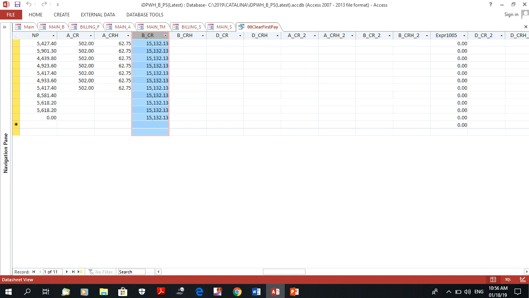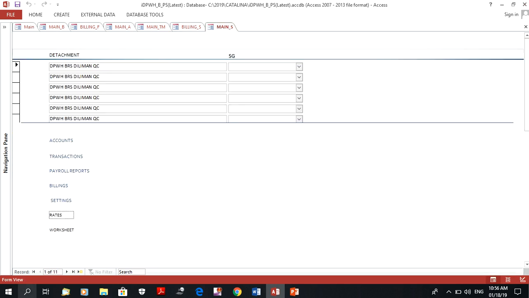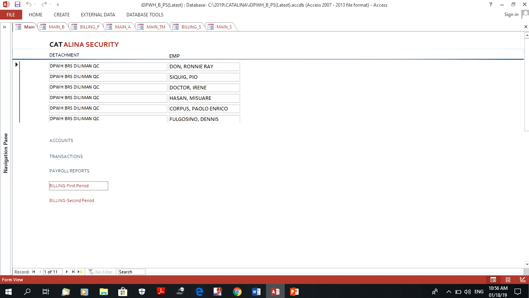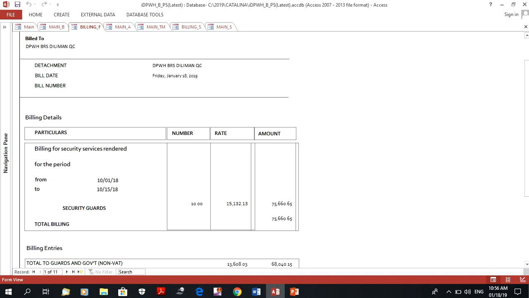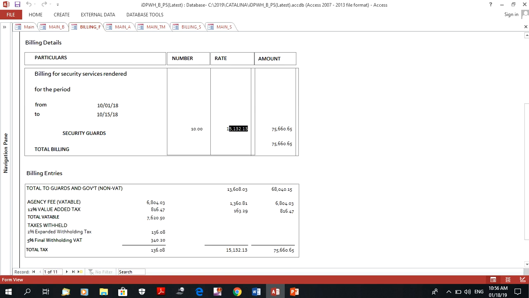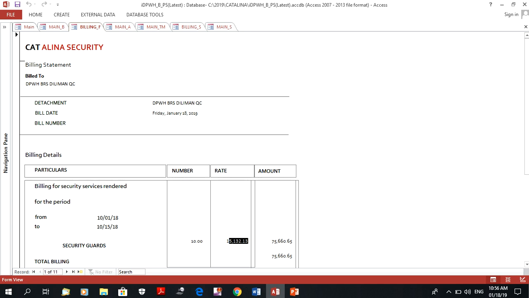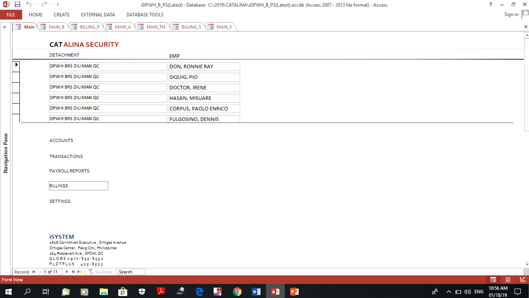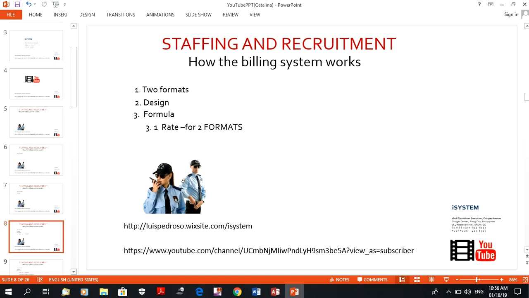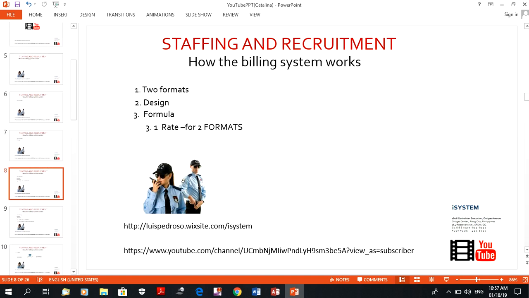That is the amount of rate as per contract of a client. You just put it there and automatically that is picked up by the system to produce your billing. If you notice, that is the amount there. Apparently in this format, the rate for the first pay period is the same as in the second pay period. It doesn't normally happen that there are two rates, but it can. If it does, then you just have to adjust the field that you will use.